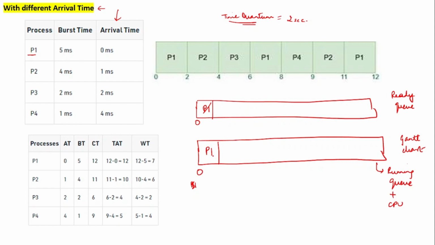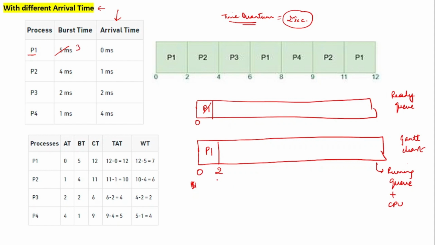queue. Now how much time will it be executed? Since the time quantum is 2 milliseconds, it runs for 2 milliseconds. So from 0 to 2, P1 will run. Now the burst time of P1 is reduced to 3, right?